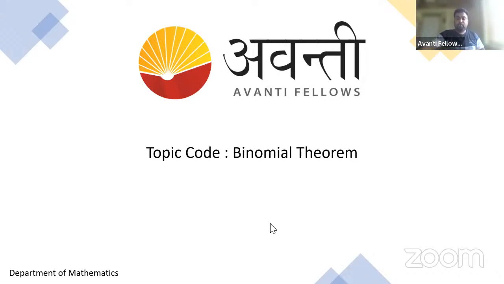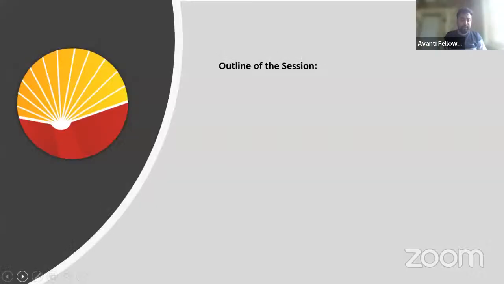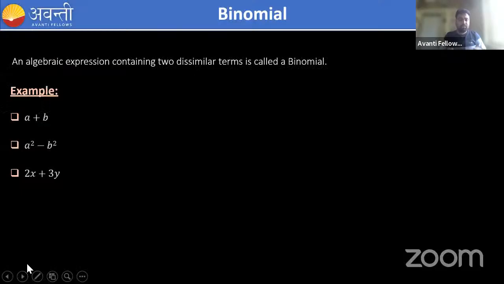So, today we're going to start our new chapter, that is binomial theorem. In the previous week we completed the topic sequences and series, right? So today we'll continue with binomial theorem. Let's see, what is a binomial? An algebraic expression which contains two dissimilar terms is called a binomial.